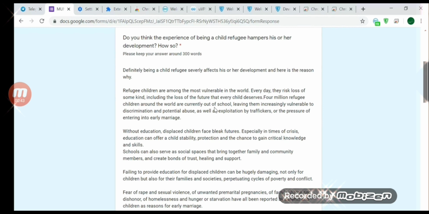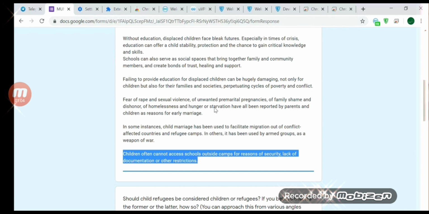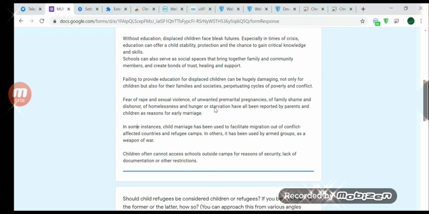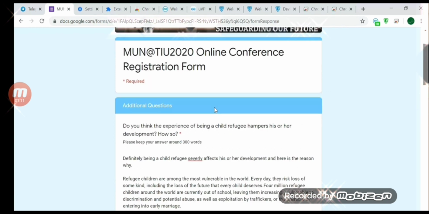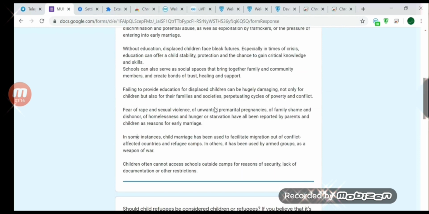So I first gave the reasons why it is the case, as you can see here. And at the end I say children often cannot access schools outside camps for reasons of security, lack of documentation, and other restrictions. So I tried to conclude the main reasons why it hinders development in just a sentence, so the reader, the person who is evaluating my application, can have a better idea of what I am talking about.